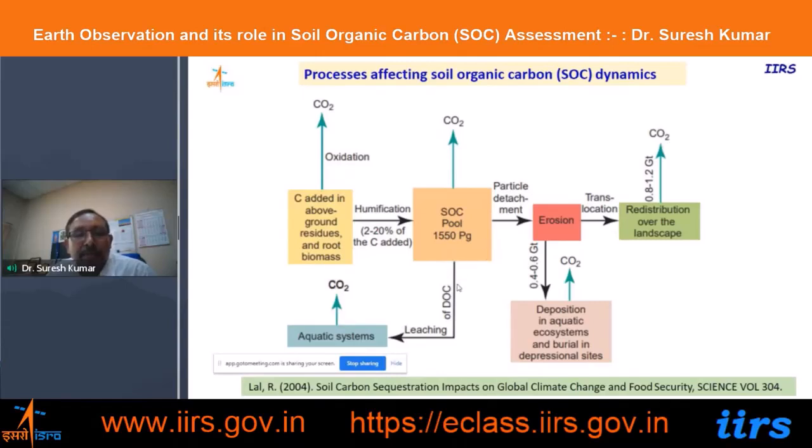Some of the carbon is leached down and reaches the groundwater table also, and due to anaerobic reactions, CO2 is also released to the atmosphere. So the soil carbon pool stored in the soil should not be released to the atmosphere, otherwise it will reduce the productivity and fertility of soils, as well as contribute to an increase in carbon dioxide concentration in the atmosphere. You can see this in more detail in the cited paper below.